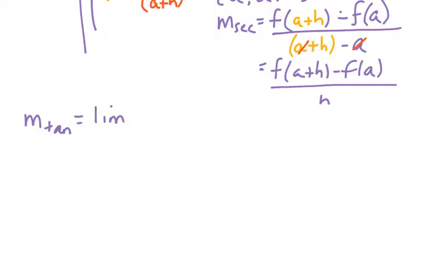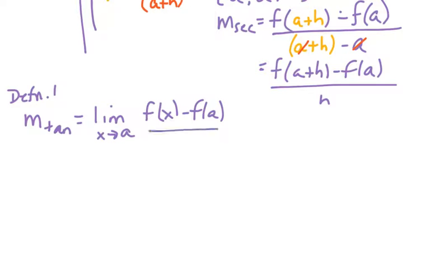So for definition 1, if I take the limit as x approaches a of f of x minus f of a over x minus a, you can see what happens, which is what we saw before. As x approaches a, this denominator approaches 0, so we're approaching the instantaneous rate of change. Okay, so that's for definition 1.